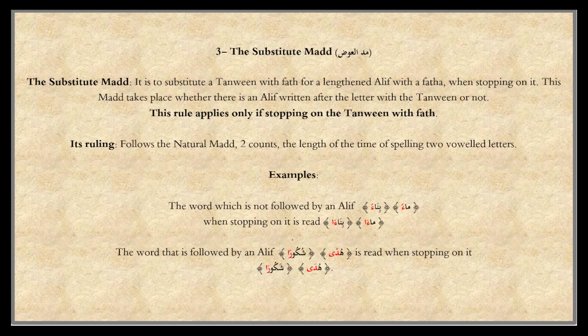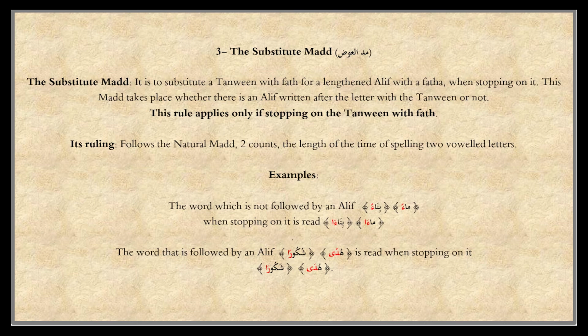The third one is the substitute mad. It is to substitute tanween with a lengthened alif with a fatha, obviously when stopping on it only. The mad takes place whether there is an alif written after the letter with the tanween or not. This rule applies only if stopping on the tanween with fatha. It doesn't apply to the other tanween, dhamma or kasra. It only applies to tanween with fatha.